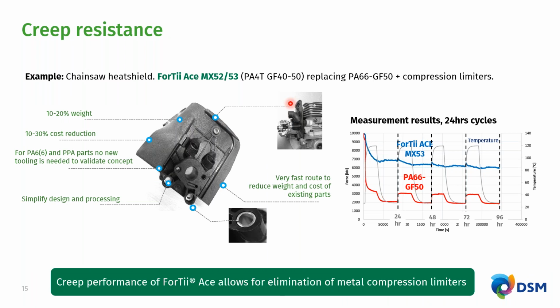Creep resistance. So this is another key property which needs to be looked at, and I just use one of the application examples here to explain this. So we have a heat shield in a chainsaw here where metal compression limiters were used together with a PA66 GF50 grade, and we could eliminate these compression limiters altogether with a solution based on 40 ACE MX53, which is our PPA GF50 grade, and we could achieve significant cost and weight reduction. And the graph here shows that the axial forces would remain useful over the complete lifetime of the product with the 40 ACE, even without metal compression limiters.